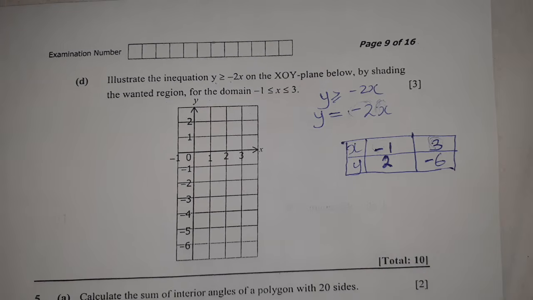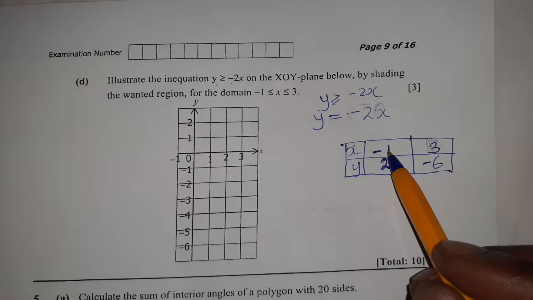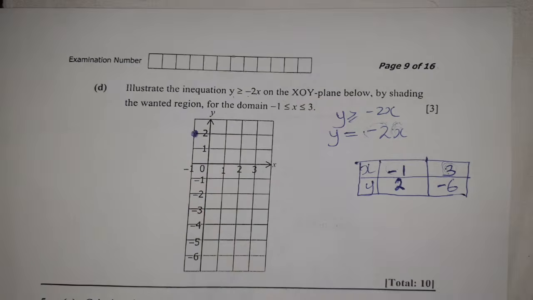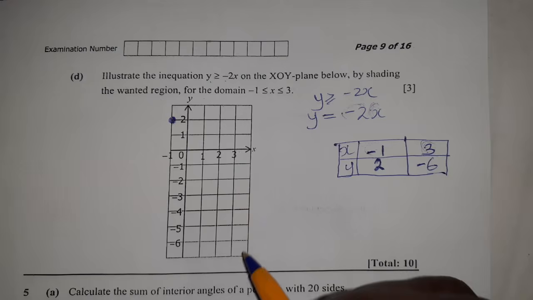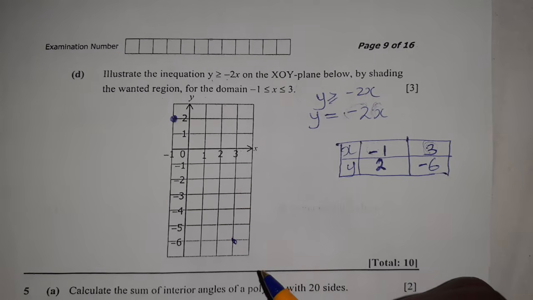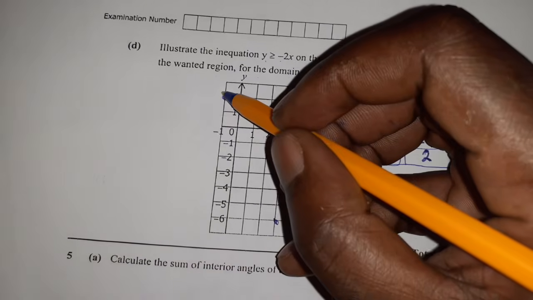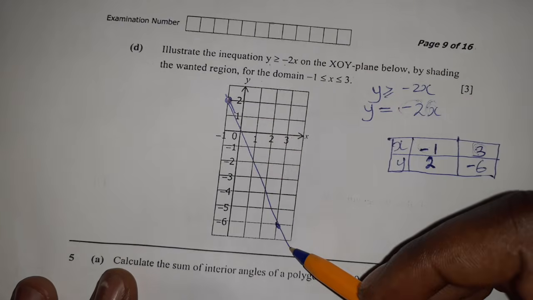Okay? Then now you plot these coordinates here. -1, 2 is this point here. Then 3, -6 is this point here. Then you need to join these with a straight line, use a ruler. You draw a straight line like this.